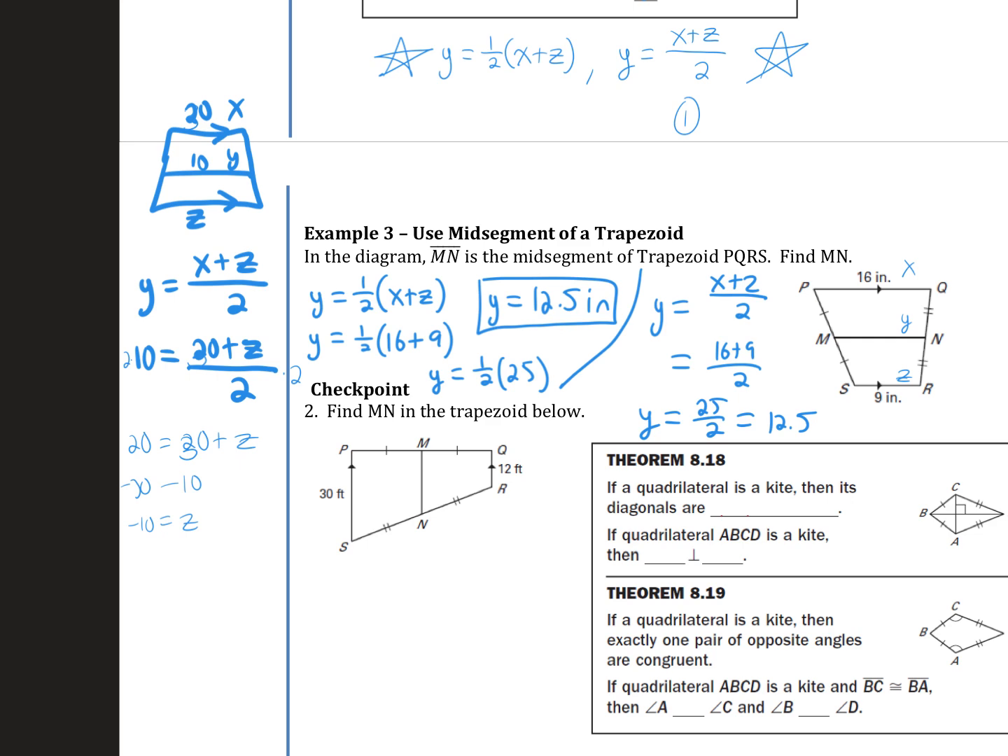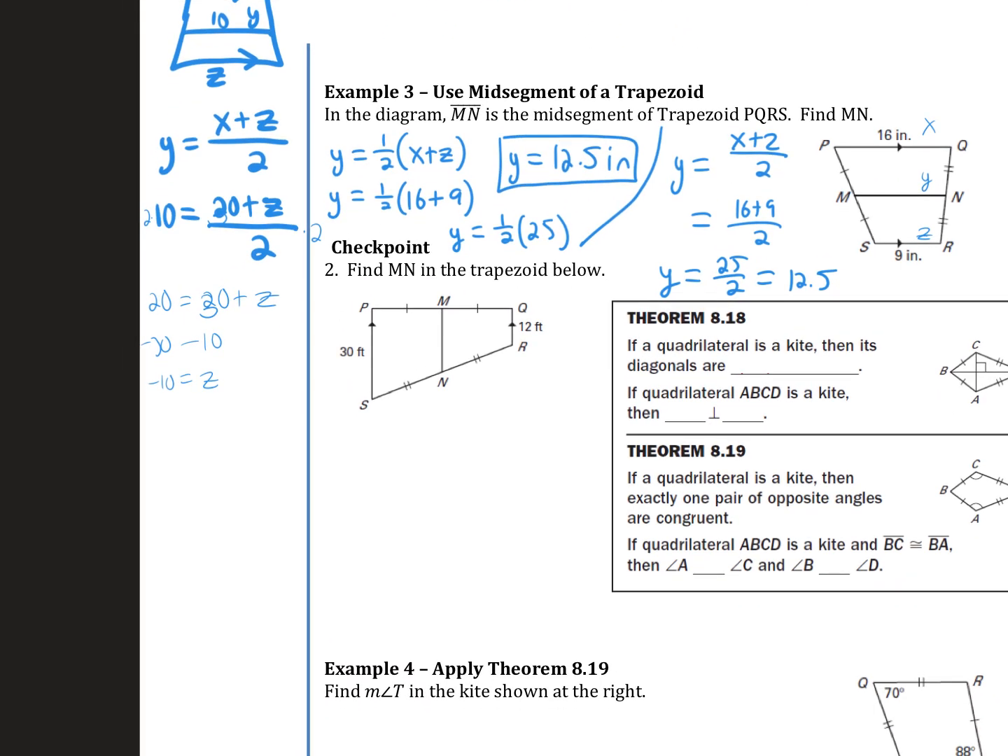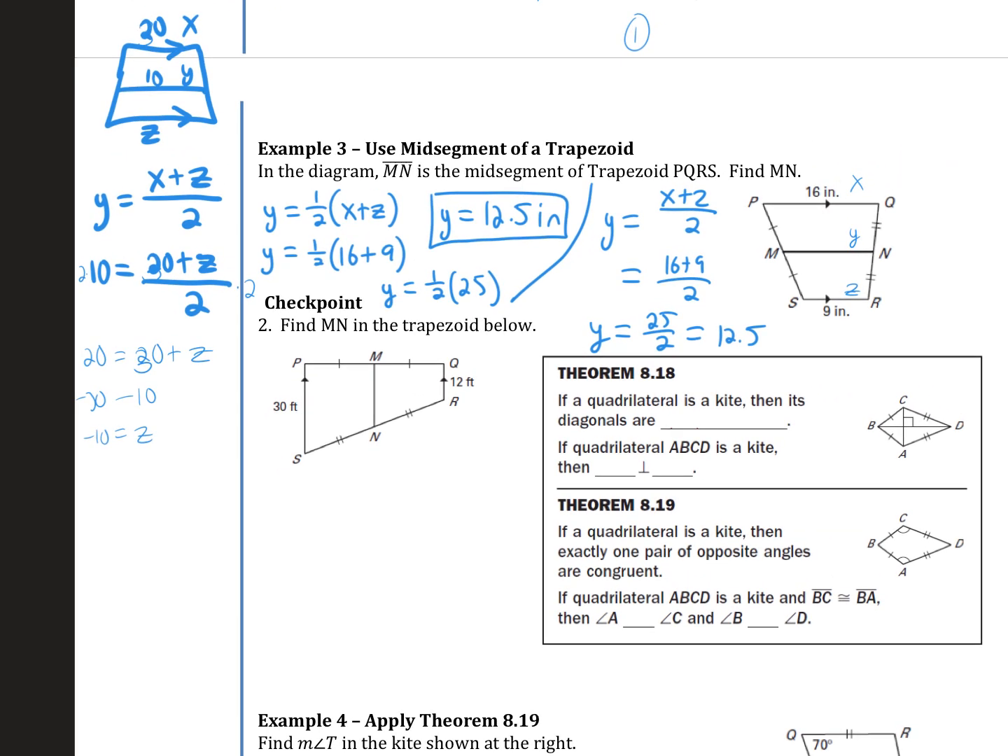All right, let's do another example here. Why don't you guys try the checkpoints, and then we'll do it both ways. We'll do it like we did for this one first, the right-hand side one over here, but then we'll do it the other way too in a second.